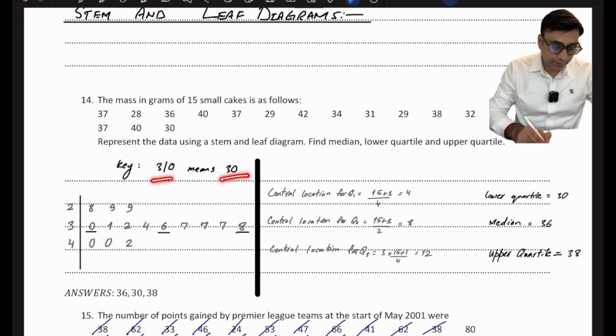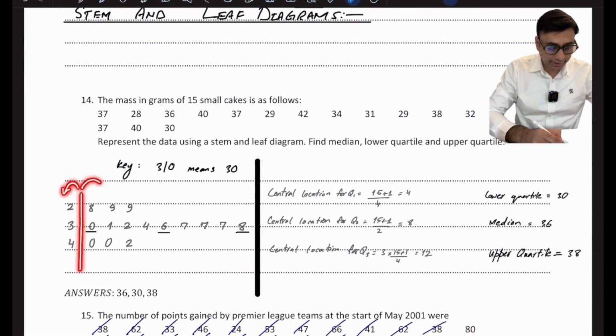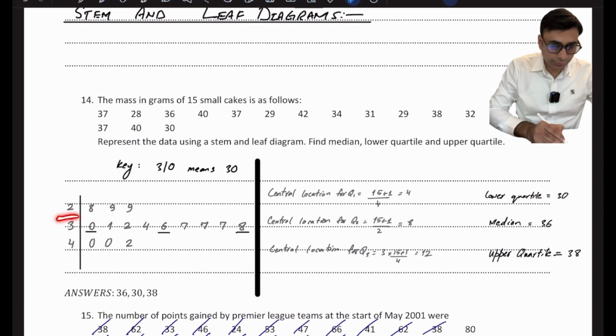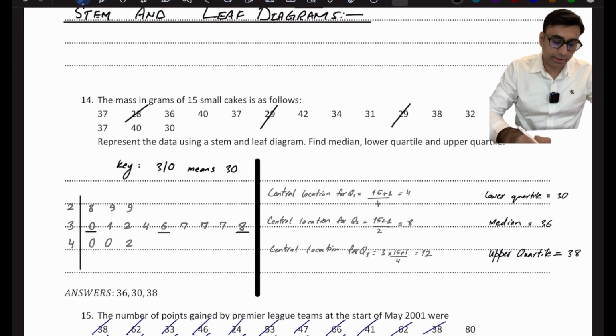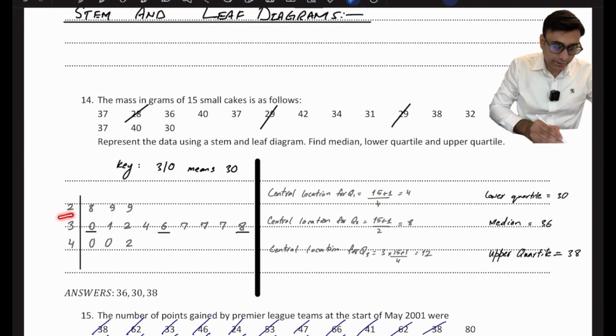And then after doing that, you're going to make a vertical line. The left hand side of the vertical line is going to be the stem and the right hand side of the vertical line are going to be the leaves. The first stem is for the number 2, so you will put down all the data which are lying in the 20s. There's one data, 28, then you have 29, and then another 29. So you write the stem once and then you write 8, 9 and 9 with spaces to represent the three numbers, 28, 29 and 29.